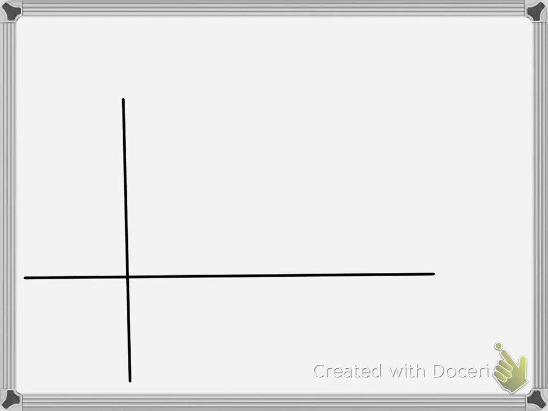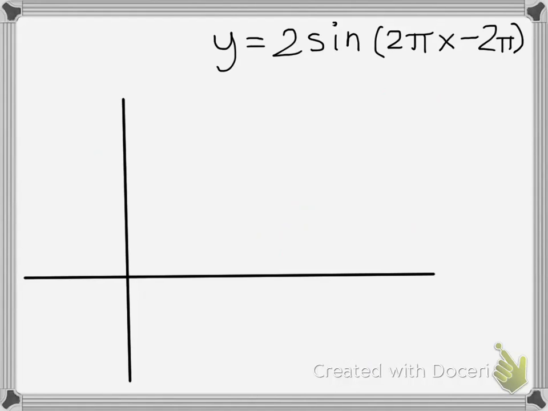So let's just stick to positive waves now. So I'm going to do examples that are positive. For example, y equals 2 sine of 2 pi times x minus 2 pi. So in this case, a equals 2, b equals 2 pi, and c equals minus 2 pi.